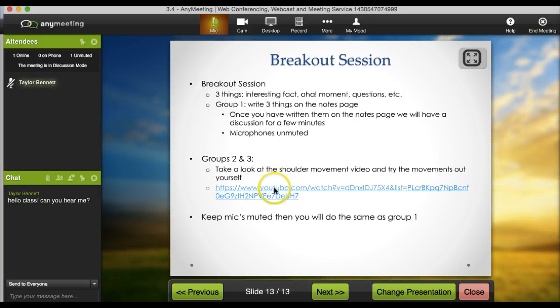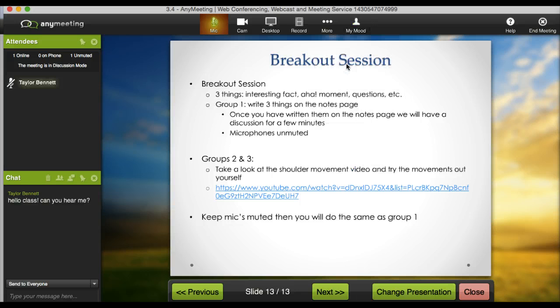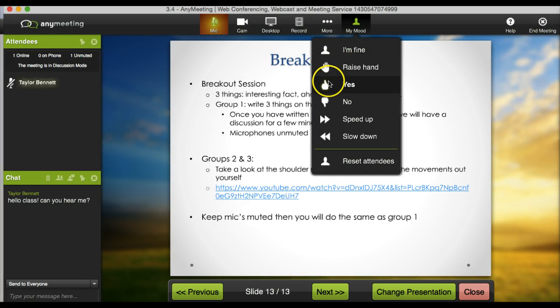And groups 2 and 3, go ahead and go to this link over here and take a look at the video. Go ahead and keep your mics muted so that we don't have all the echoing from the video itself. And then once we're done, I'm going to come over this way and I'm going to put the hands up. Okay, so just give me about 5 minutes. We'll go hands up. When you come back and you're ready to go and have thought about those questions or aha moments, etc., give me the thumbs up and I'll know you're ready. Alright, so just be patient real quick and we'll get rolling shortly.